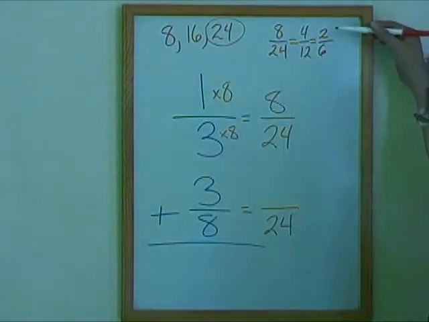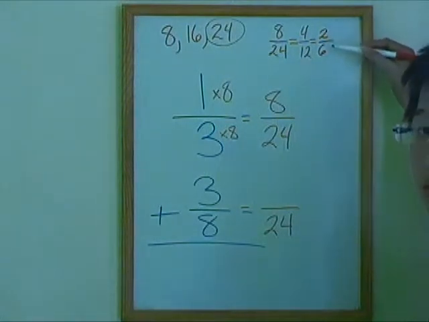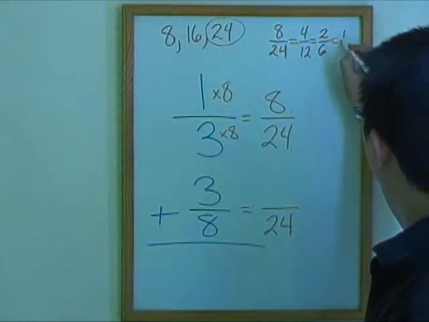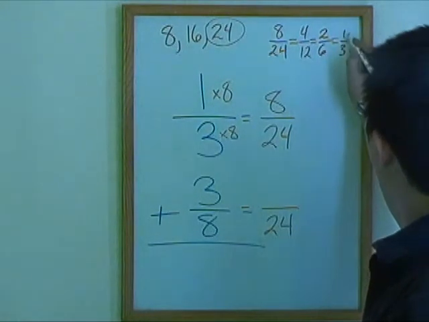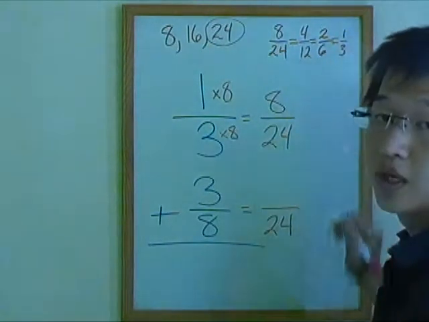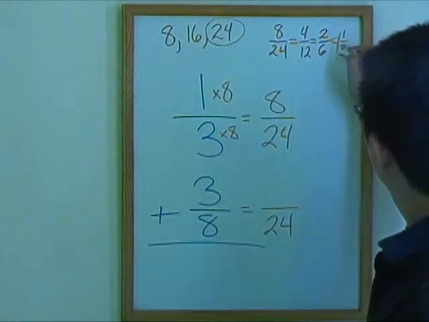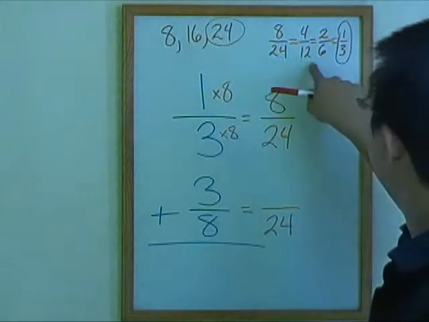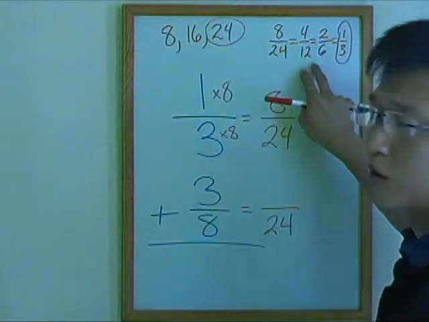And then again, I have 2 even numbers. So I'm going to reduce by 2 again, and I get 1 over 3. And now I know that I can't reduce that anymore. And so I know that 8 over 24 equals 1 over 3. It also equals these other 2 fractions, but we're not going to worry about those for now.